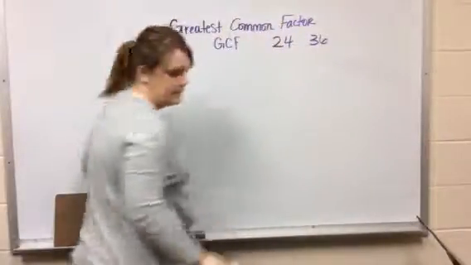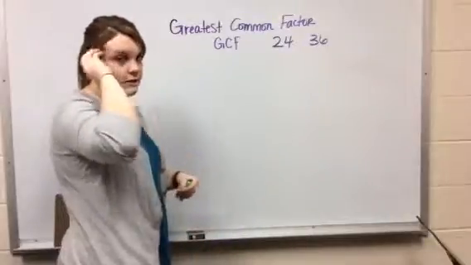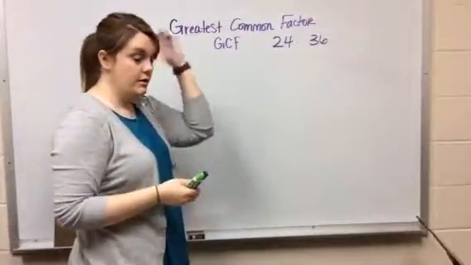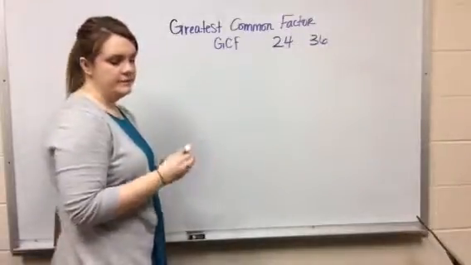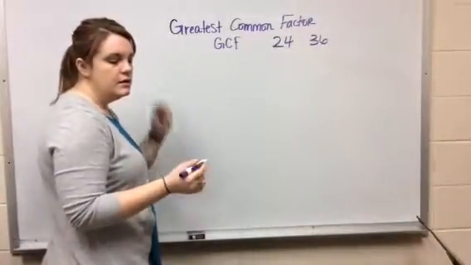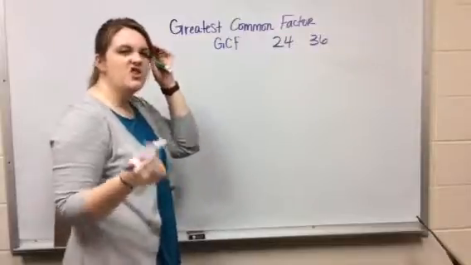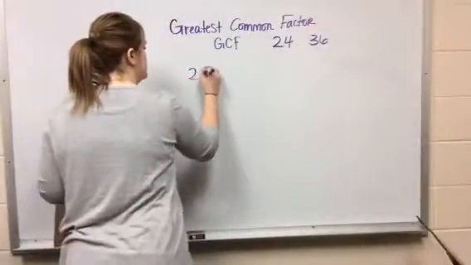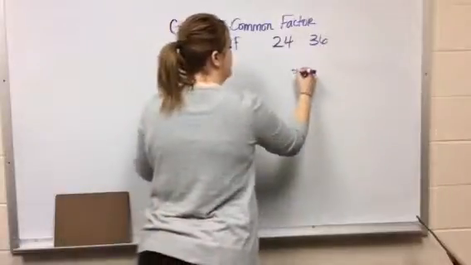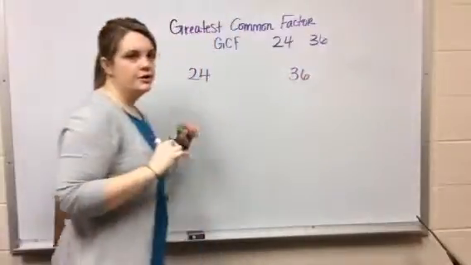The other method has to do with what Mrs. Pendergast just taught you yesterday, the prime factorization. Here I'm going to break down all of my numbers into prime numbers. This is called the tree method. So I'm going to make a factor tree for 24 and a factor tree for 36.